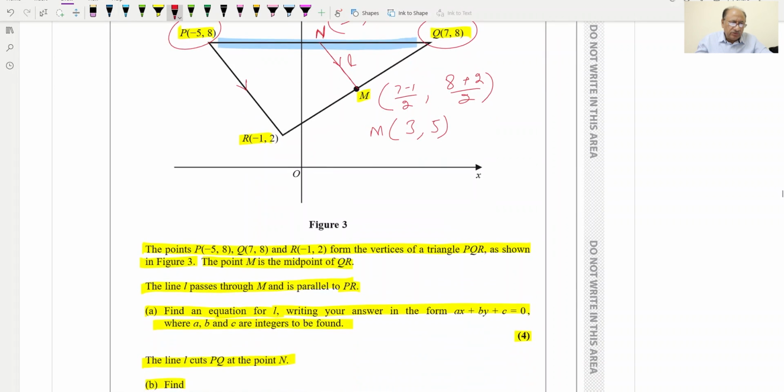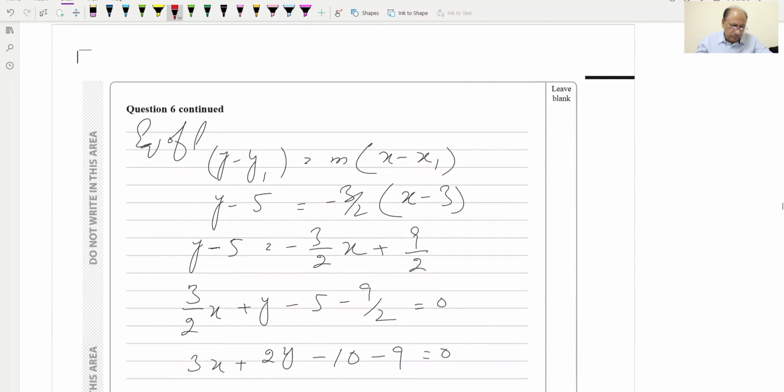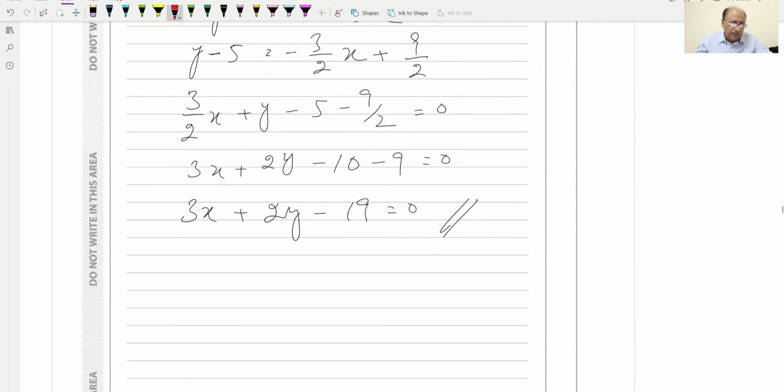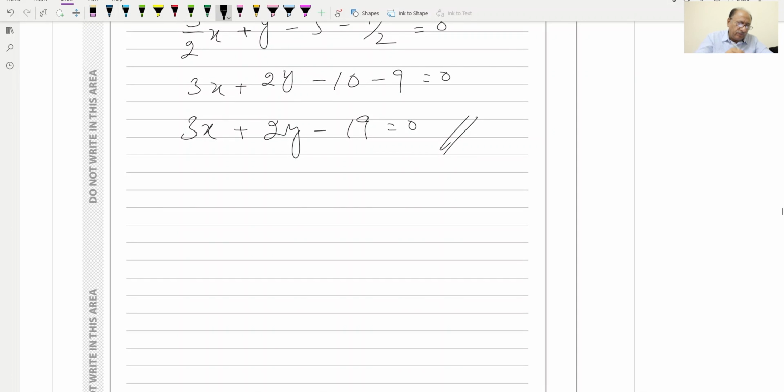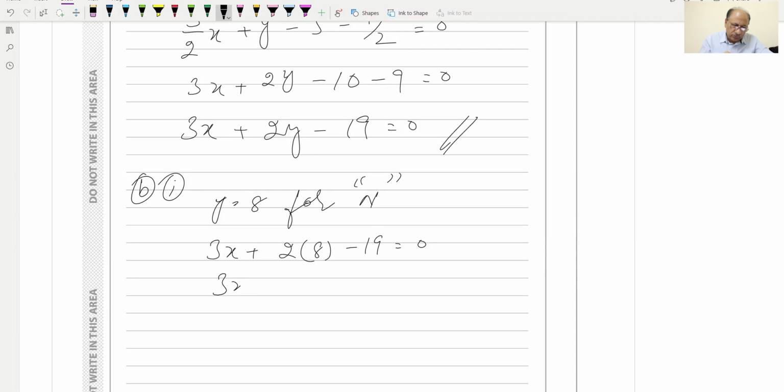So in PQ, we basically have the equation of L. So in this L which we have just found, we can replace the y value which is 8. So y is equal to 8 for N. So we will be substituting in 3x plus 2y minus 19. Basically y we have to substitute, not x. So 3x plus 2 into 8 minus 19 is equal to 0. So 3x plus 16 minus 19 will be minus 3 is equal to 0. 3x is equal to 3, x is equal to 1. We got x is equal to 1.